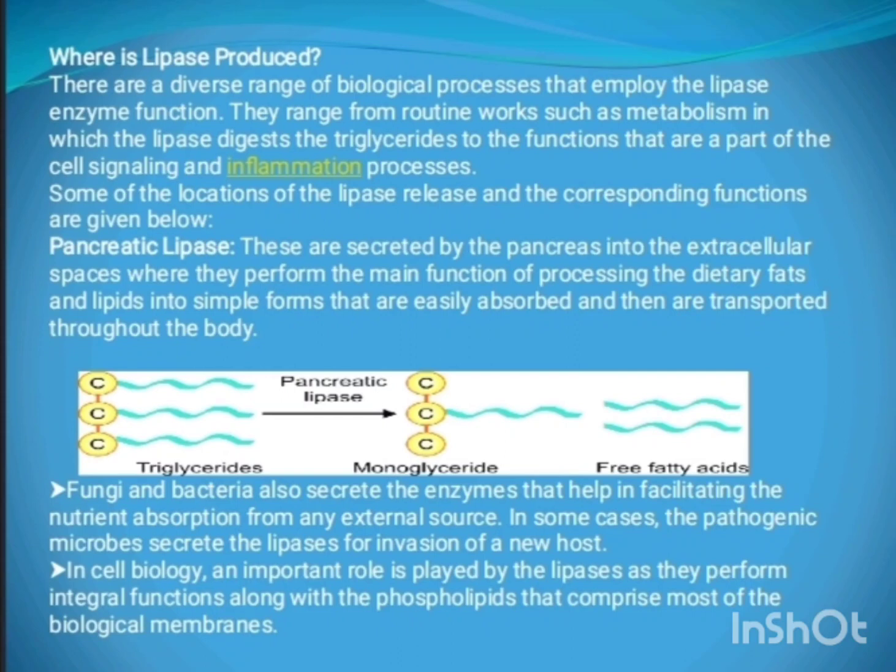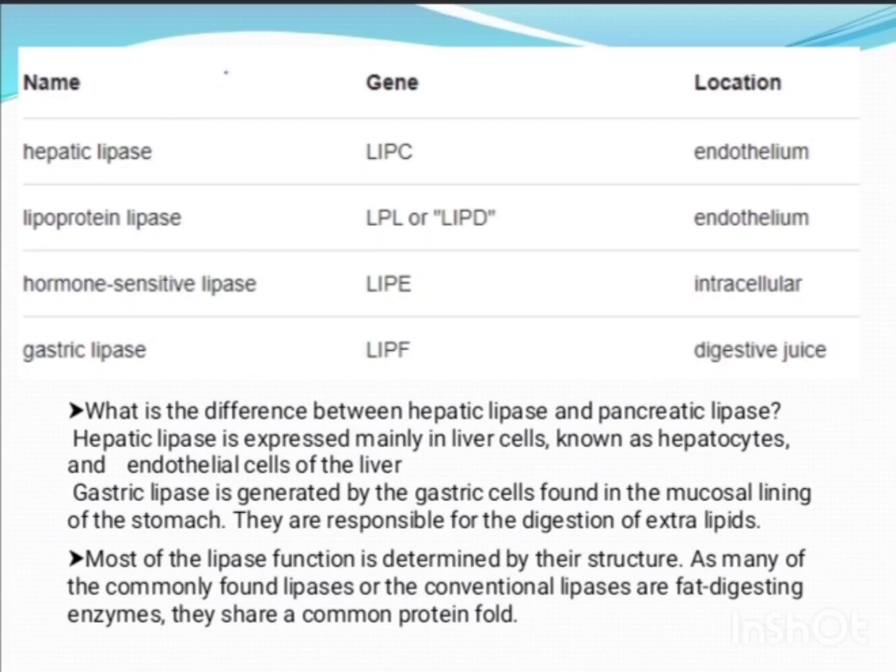I am mostly secreted in the pancreas, and in the presence of mine, triglycerides are converted into monoglycerides and fatty acids. Fungi and bacteria also secrete lipases, which help in facilitating nutrient absorption from external sources. In some cases, pathogenic microbes also secrete lipases for invasion of a new host. Whereas in cell biology, I play a very important and crucial role within the phospholipids that comprise most of the biological membranes. There are different types of lipases, which are hepatic lipase, lipoprotein lipase, hormone sensitive lipase, and gastric lipase.